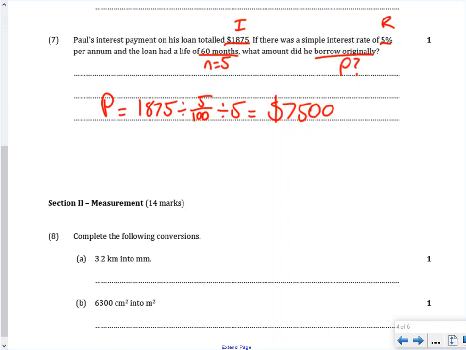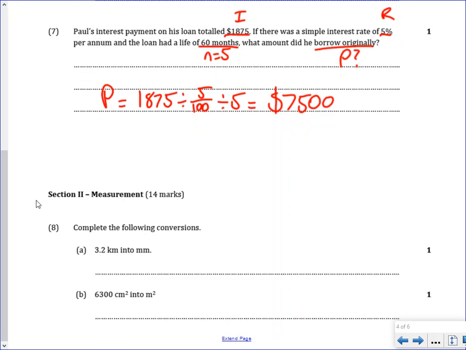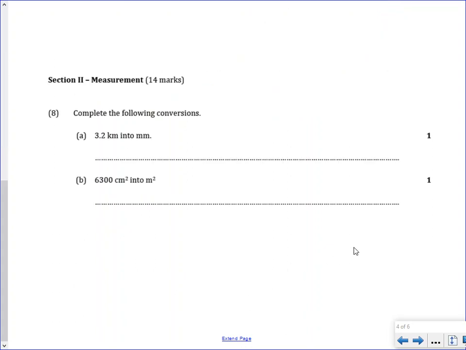Yep. So going into the next section, it is measurement. And here we start off with a few conversion questions. So we want to change 3.2 kilometers into millimeters. Well, we can't just jump from kilometers to millimeters straight away. What we're going to need to do first is change those kilometers into meters. So we're going to times that by 1,000.